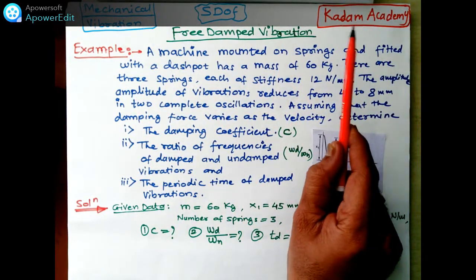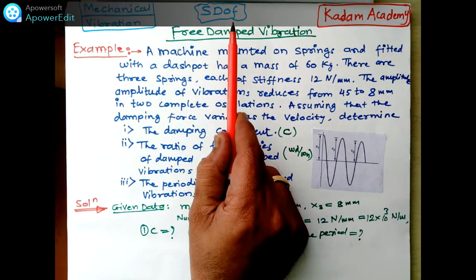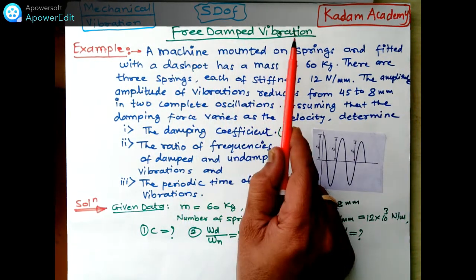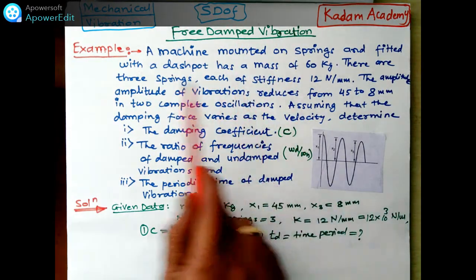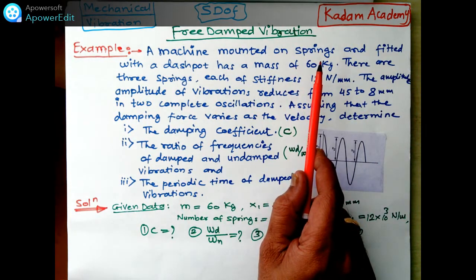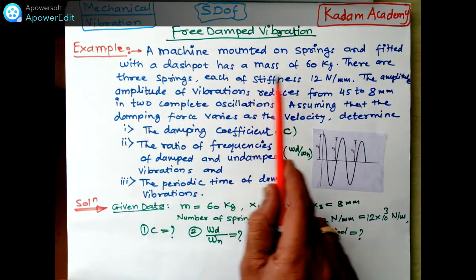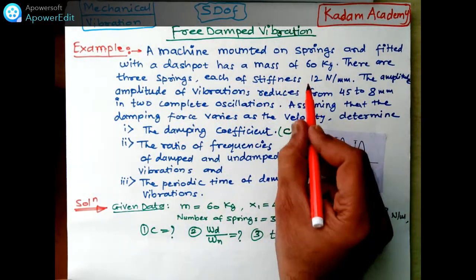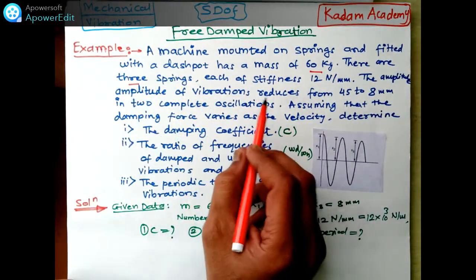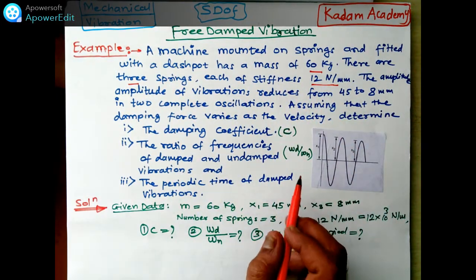Friend, in this series of mechanical vibration numericals on the single degree of freedom, we are today taking the numerical on free damped vibration with a single degree of freedom. This example I will read it. A machine is mounted on springs, fitted with a dashpot, and has a mass of 60 kg. There are 3 springs, and each stiffness is 12 Newton per millimeter.